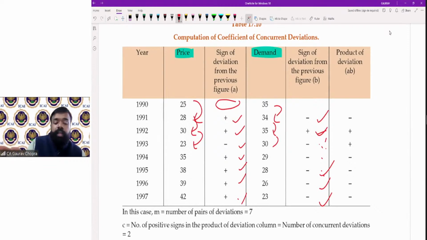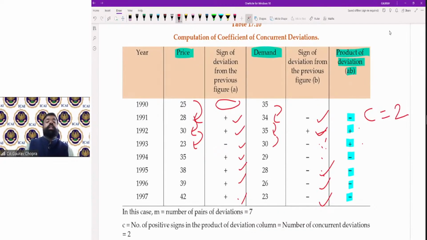देन नेक्स्ट स्टेप इज फाइंड आउट द प्रोडक्ट. प्रोडक्ट कैलकुलेट करना है, प्रोडक्ट ऑफ द डेविएशंस. तो प्लस एंड माइनस. नाउ ये हमने पढ़ा है, सेम साइन इज पॉजिटिव, डिफरेंट साइन इज नेगेटिव. तो प्लस माइनस इज माइनस, प्लस प्लस इज प्लस, माइनस माइनस प्लस, देन बाकी सब में क्या है? माइनस. तो सेम साइन पॉजिटिव, डिफरेंट साइन नेगेटिव. नाउ व्हाट इज C हियर? C का मतलब है कॉन्करेंट डेविएशन, दैट इज कितने पॉजिटिव साइन हैं? पॉजिटिव 1 and 2. 2 आर पॉजिटिव, तो वैल्यू ऑफ C इज इक्वल टू 2.